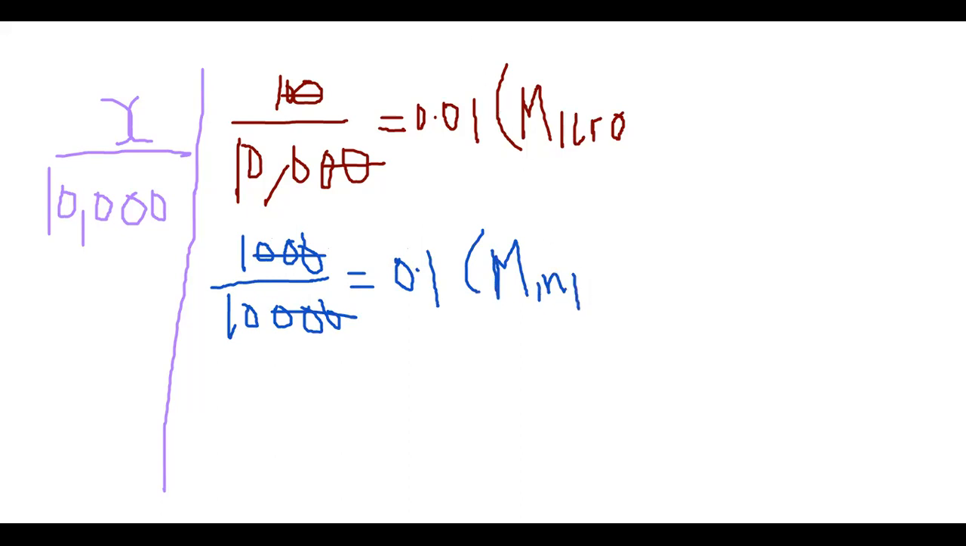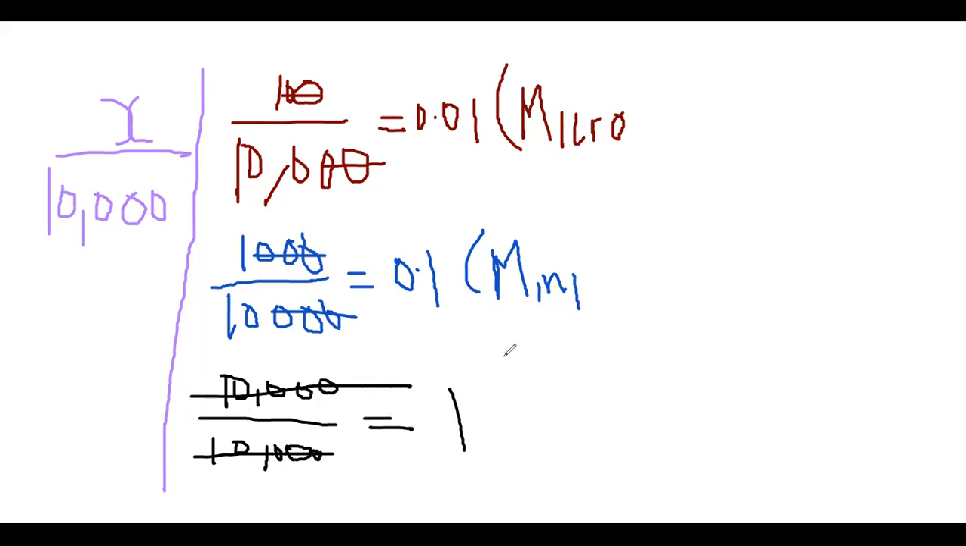So for the last one, if I come here and I see something like 10,000 over 10,000, we cancel 10,000. So that will be what? 1. So this is what? A standard lot size.